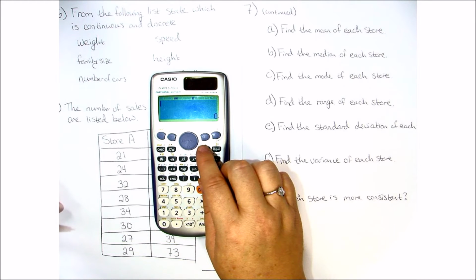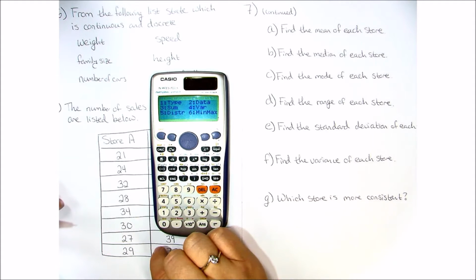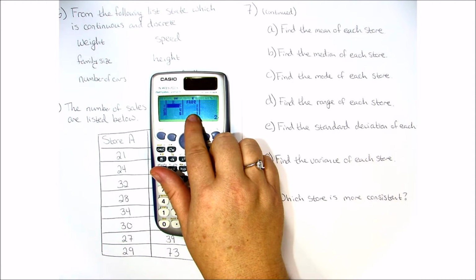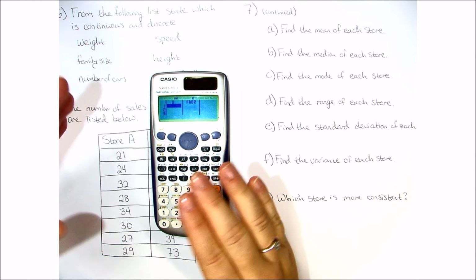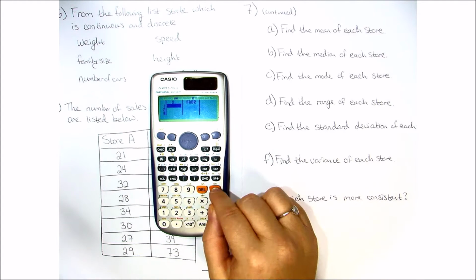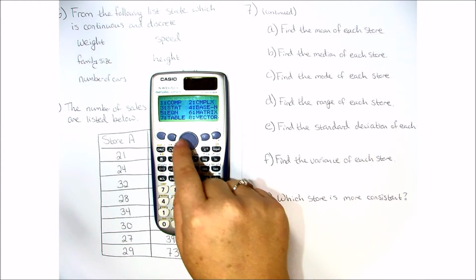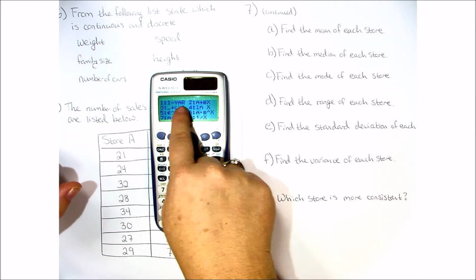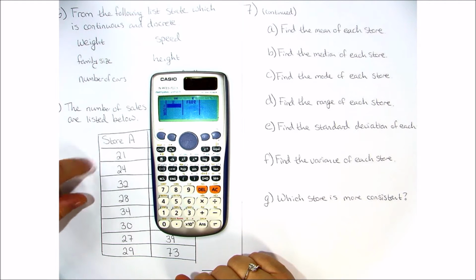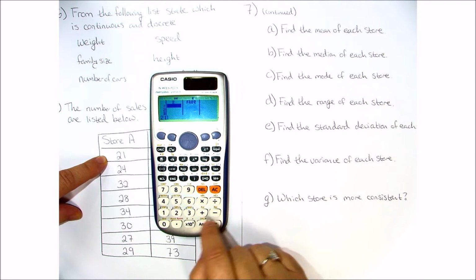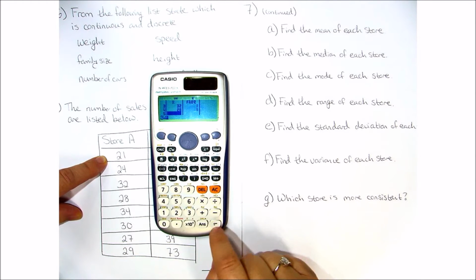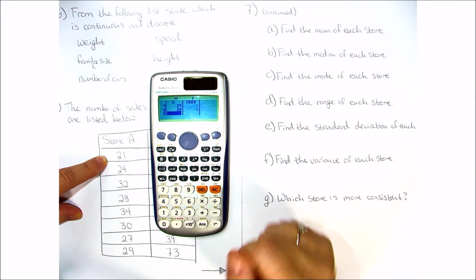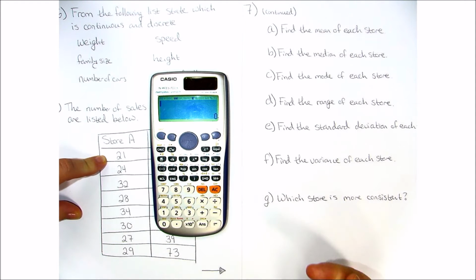I need to go into my data, shift 1, 2. So we have X and frequency. We're going to delete out any other data that may be there. Now if you have XY or XY frequency, you'll need to change the mode. In order to change the mode, you just click Mode, and then number 3, Statistics, and we're focusing on one variable statistics. So we'll plug in each one: 21, 24, 32, 28, 34, 30, 27, and 29. Once you get all of these entered, you need to hit AC to go back to the main screen.